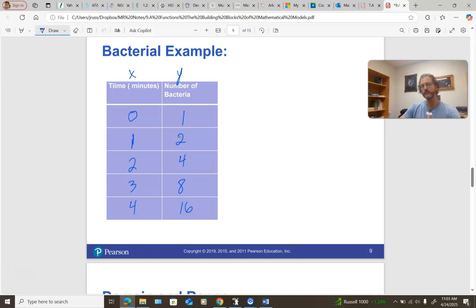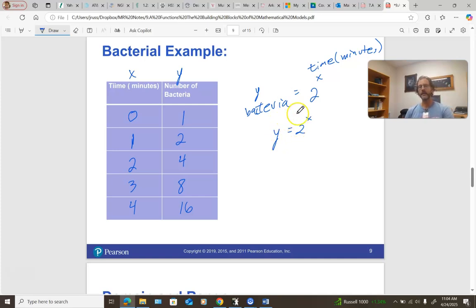Or if you remember, because the bacteria is doubling for every minute, you can actually use an equation. You can say y, which is the number of bacteria, is equal to 2 to the power of x, okay, where x represents time in minutes. And this is a type of function. Usually in an algebra class it's written like this: y is equal to 2 to the x power.